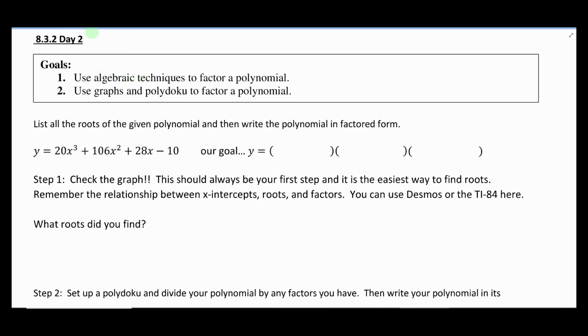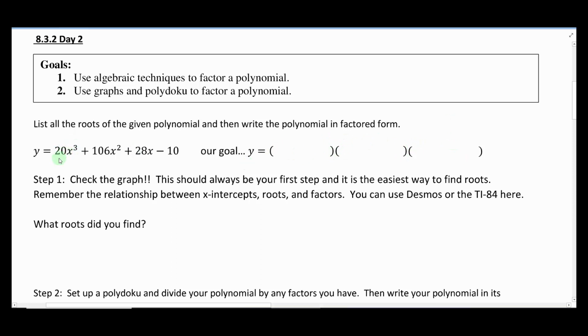Today, we're going to be talking about the same thing that we did yesterday. Our goal here is to find roots of higher order polynomials, so polynomials that have a degree greater than 2. And we want to use a mixture of algebraic and graphical techniques to help us factor the polynomial and find the roots. In other words, we're trying to take a higher order polynomial, again, something with a degree greater than 2, and get it into its factored form. So this is our goal, to get something that looks like this.